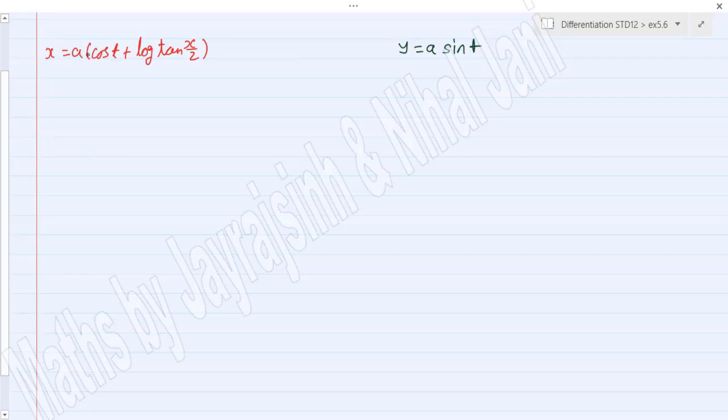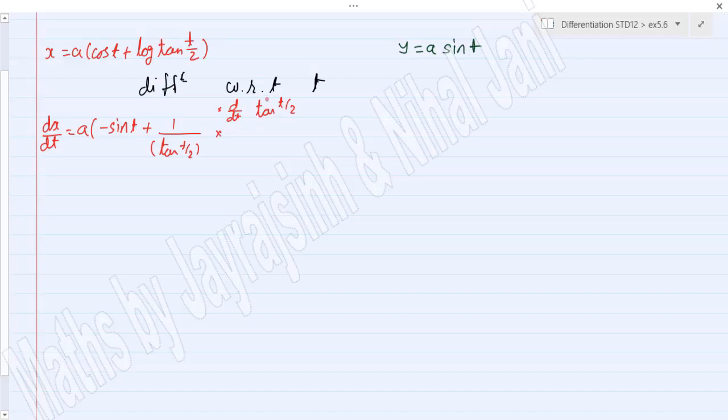Here we have x is equal to a cos t plus log tan t by 2. X and y both are function of t. So we have to differentiate both equations with respect to t. So from equation of x we will get dx by dt, which is equal to a differentiation of cos t will be minus sin t plus, to differentiate log tan t by 2 we have to consider box around the tan t by 2. So differentiation of log box will be 1 upon box into differentiation of box.